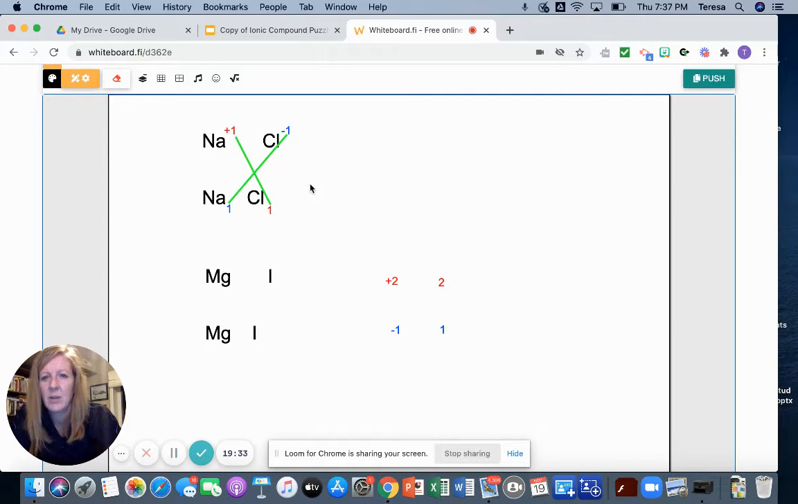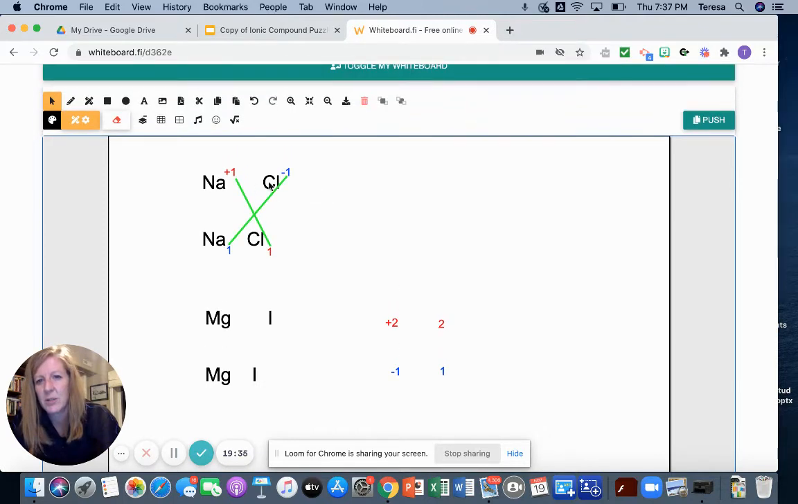So now when sodium and chlorine combine, they're going to combine in a 1-to-1 ratio and become sodium chloride, NaCl. Okay, let's look at the second one. So this is B, magnesium and iodine.